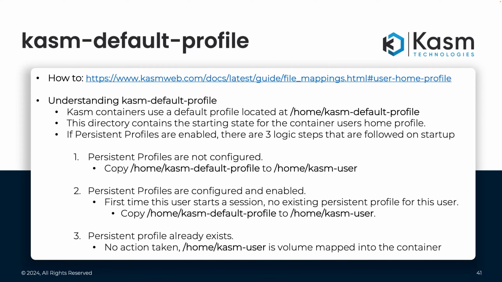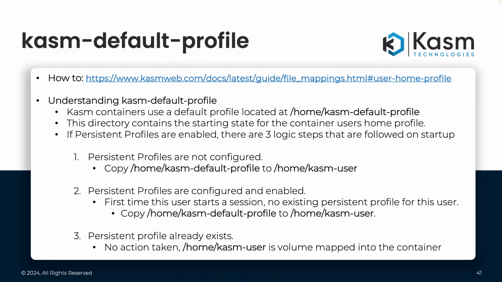home/chasm-default-profile location. So when persistent profiles are enabled, there are 3 logical steps that Chasm will follow whenever it's starting up a container. So the first check is that persistent profiles are not configured at all for a user. It's the first time that they're launching it. And so in this case, they're going to copy the contents of the home Chasm default profile path and then place them into home/Chasm user.